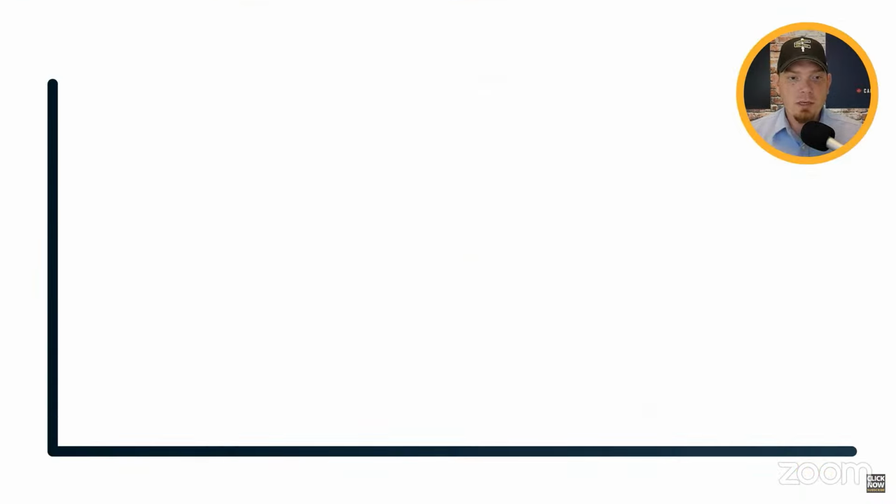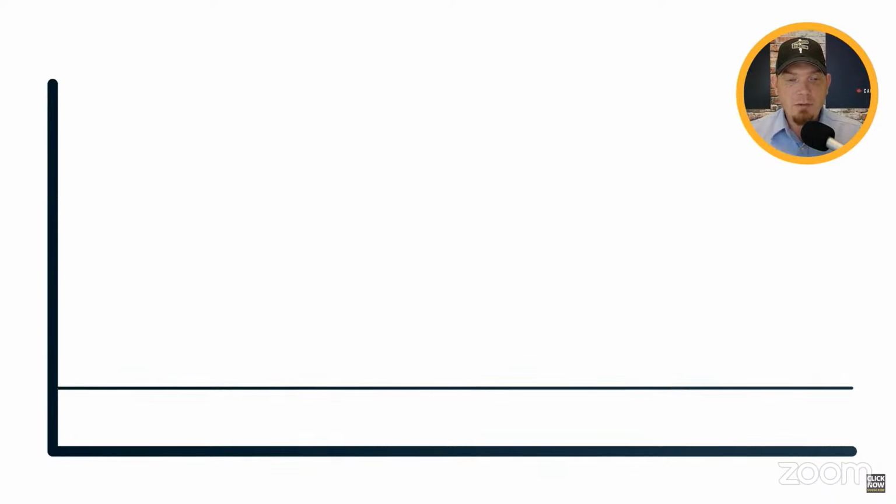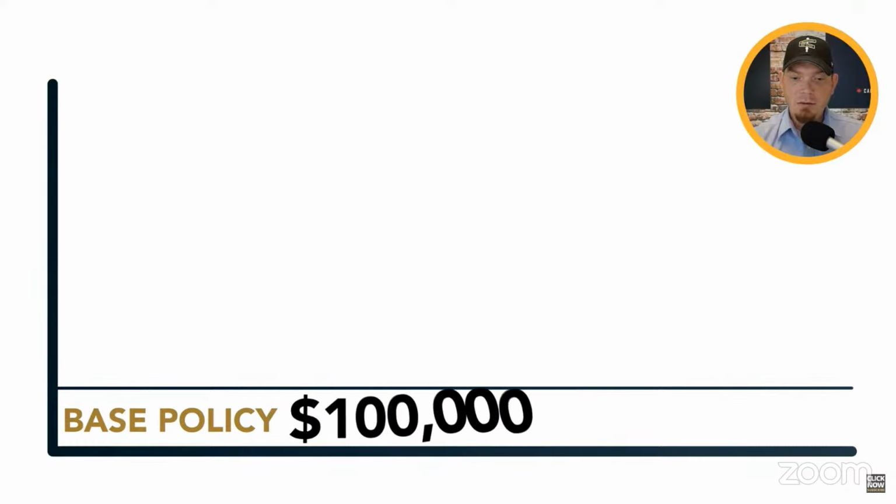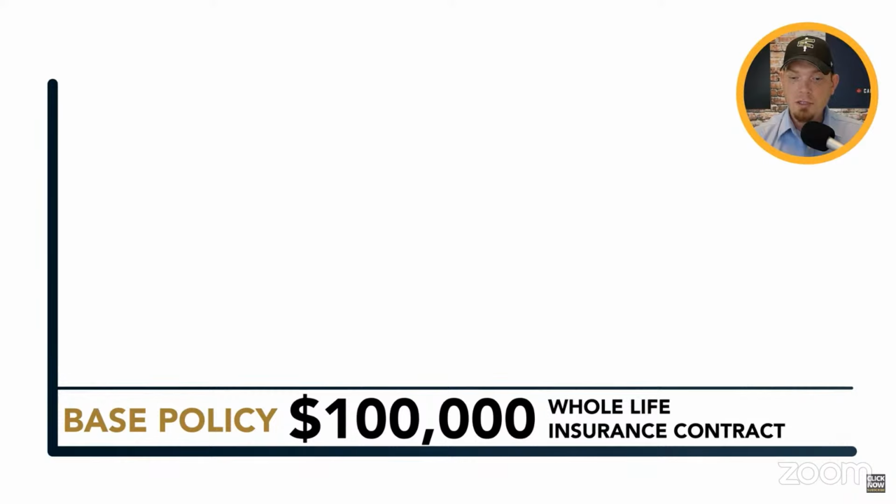So let's take a look at one of these contracts. Here you'll see we have a very basic horizontal and vertical axis. We're going to start with a foundation on our policy. We'll call this the base policy. And just to keep our example simple, let's assume that we have a $100,000 whole life insurance contract. That's the starting death benefit.